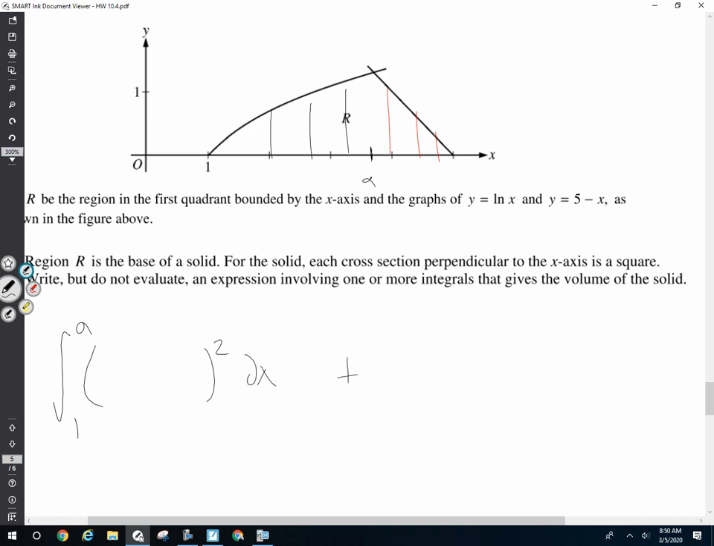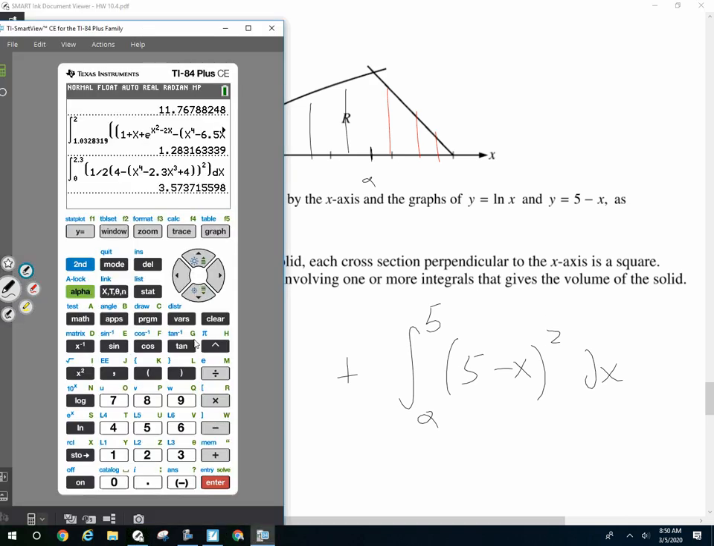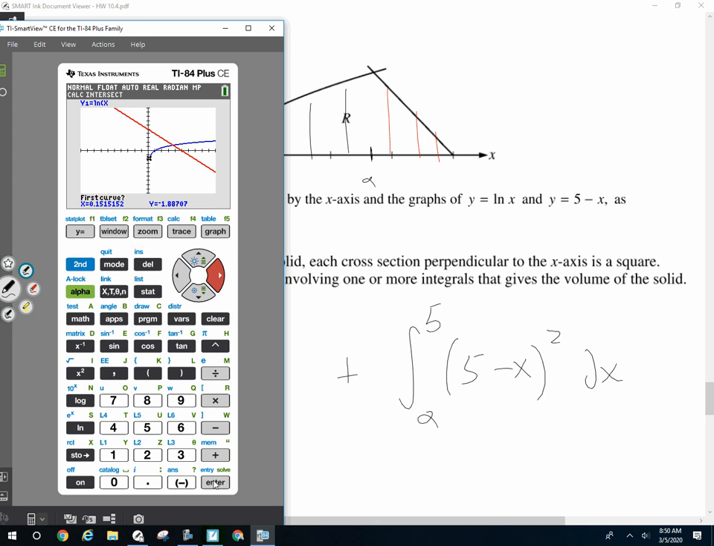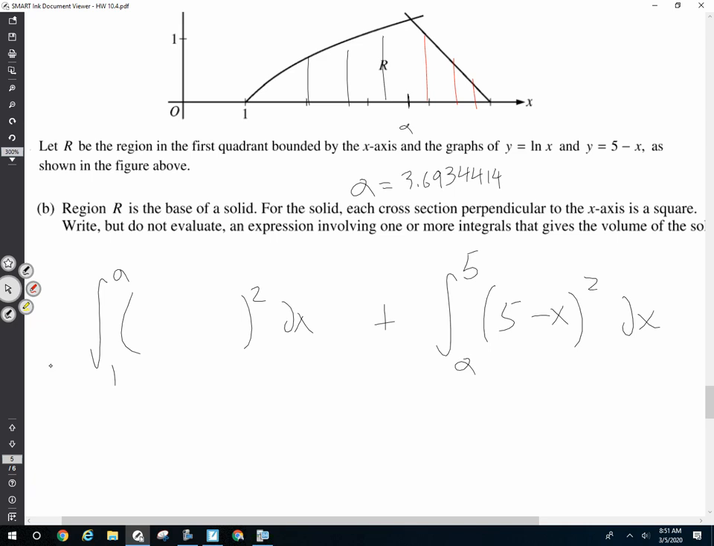And then I will add from a to, this ends up being at 5. My base lengths are going to be 5 minus x squared. So I have to do multiple. Let's find this intersection, log x at 5 minus x. 3.69. So as long as you write somewhere down what this is, you don't have to write it down multiple times. 3.69344414. Okay, you do not have to evaluate. I don't know why I didn't write the log x. That's it.